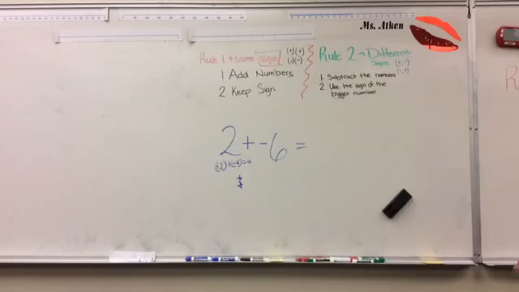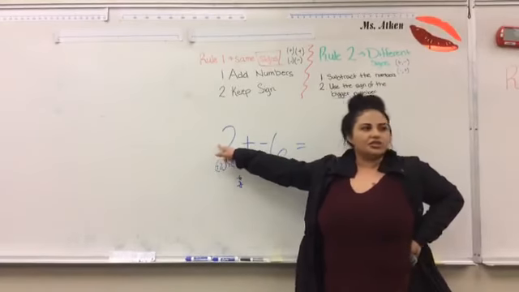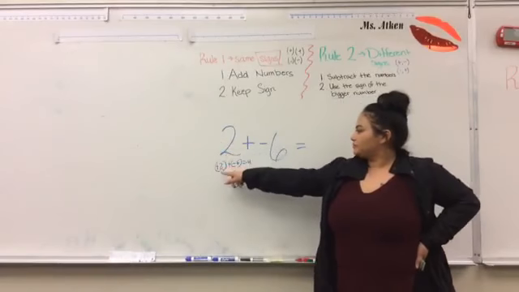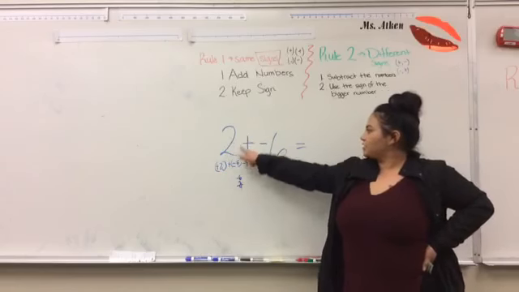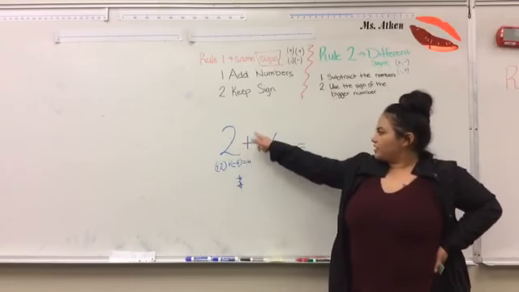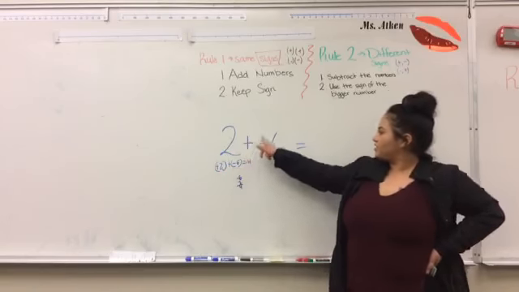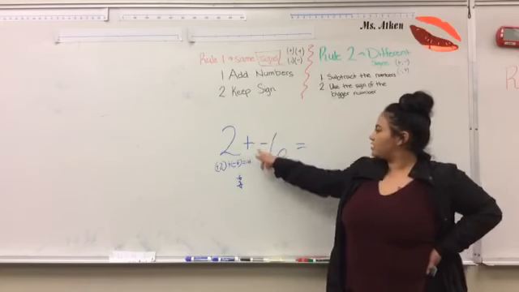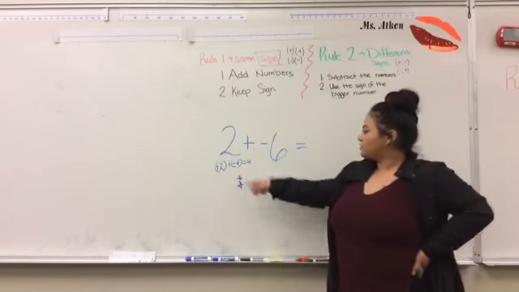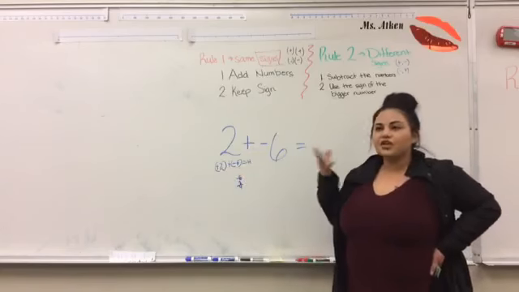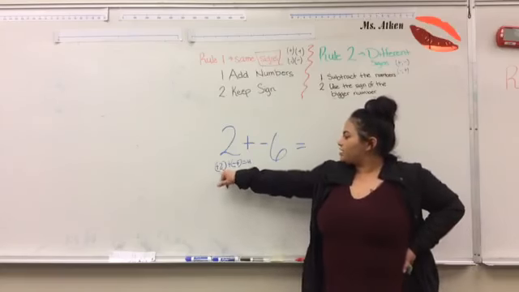First she rewrote it. She knew that there was no sign in front of it, so she used the positive sign and wrote +2. Then she looked over here. Is there a number next to it? No. So then she put the plus. Then there's a negative sign. What number does the negative sign belong to? The 6. So she wrote -6. She used parentheses just for her eyes, so it can look better. And then she had a positive and a negative.